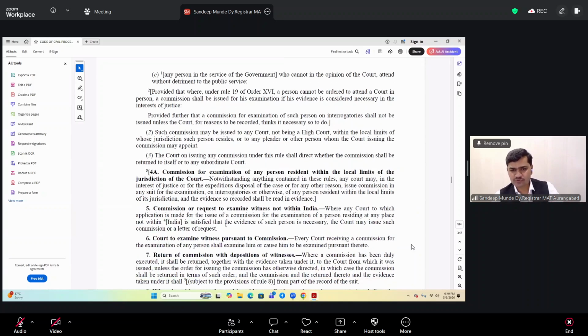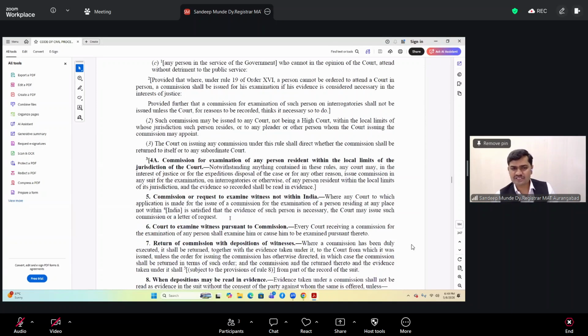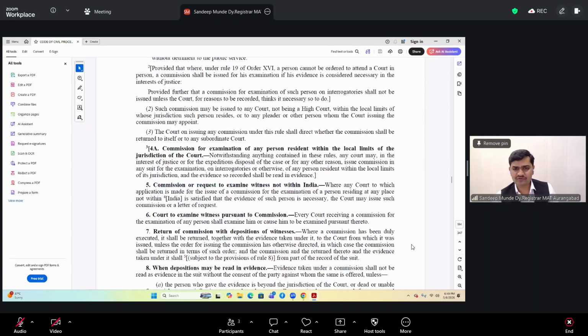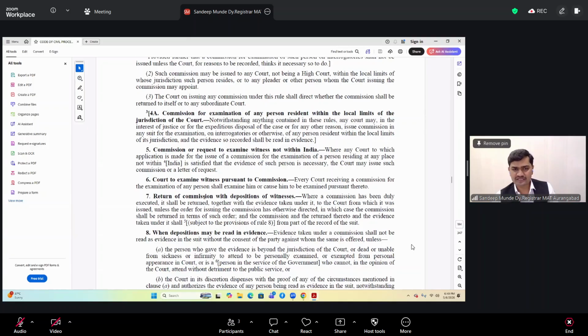These are certain provisions with regards to the commission or request to examine a witness not within India, court to examine witness pursuant to commission, and return of commission with depositions of witnesses.